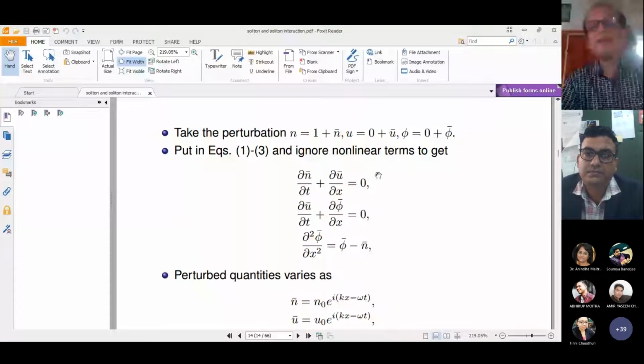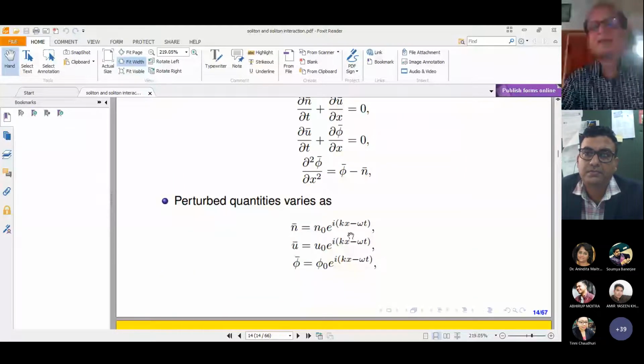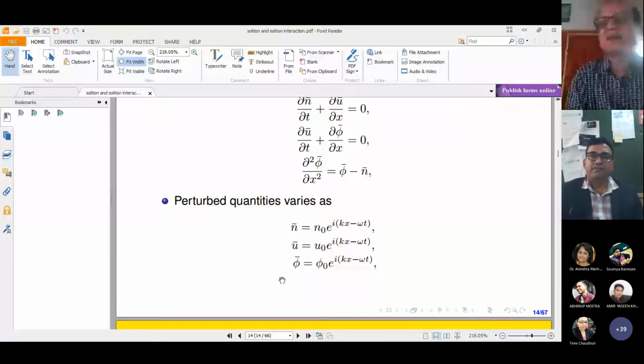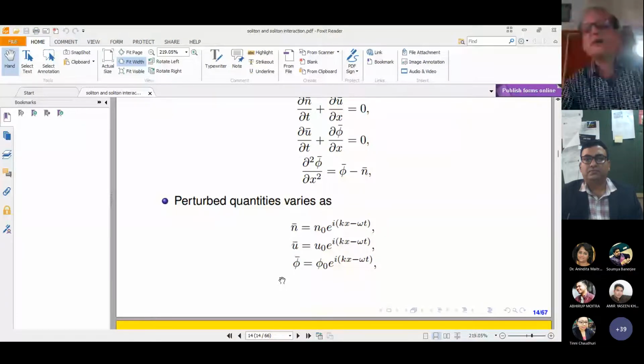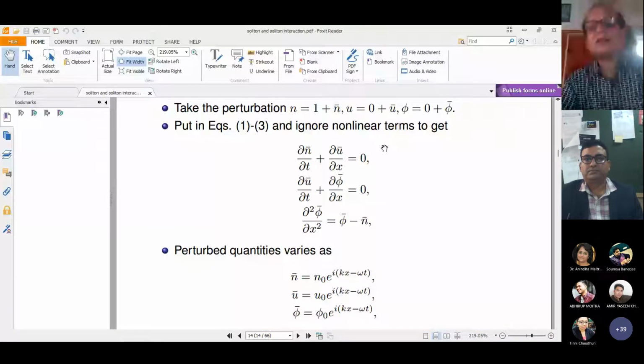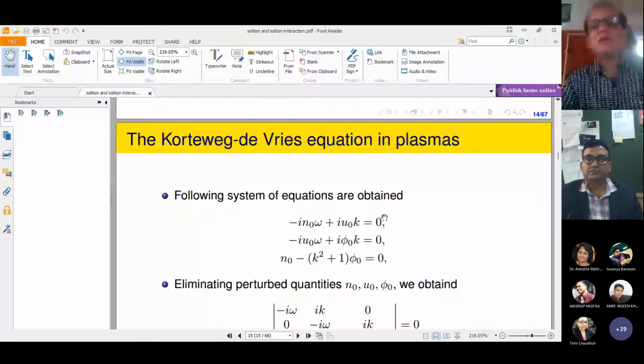Now we again approximate that these perturbed quantities are proportional to e to the power i into kx minus omega t, that is, they are wavy in nature. According to Euler's formula, it is cos of kx minus omega t plus i sin of kx minus omega t. So instead of writing sine and cos, we generally write in terms of e to the power i into kx minus omega t, because the calculation will be simple in this particular case, where omega is the frequency and k is the wave vector. Now putting all these n bar, u bar, and phi bar in these three equations, we get three algebraic equations. These three algebraic equations give us the relation between omega and k.